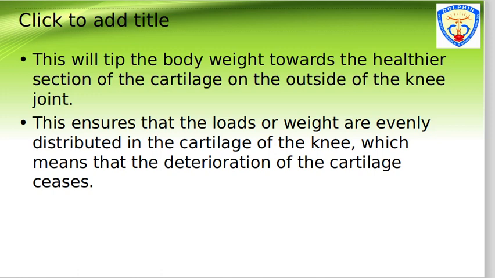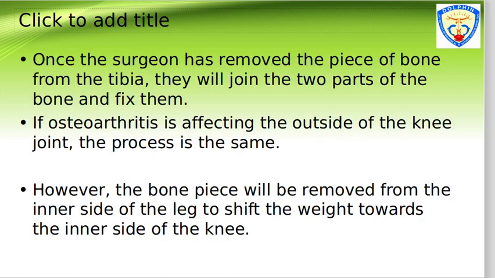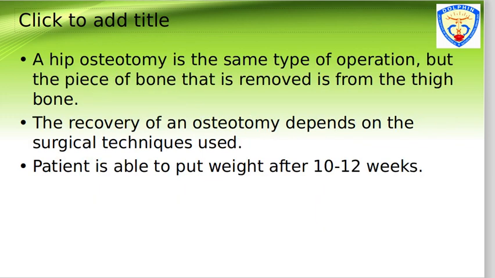which stops its further deterioration. Once the surgeon has removed the piece of bone from the tibia, they will join the two parts of the bone and fix them. If osteoarthritis is affecting the outside of the knee joint, the process is the same. So we have to consider where the deformity is, from where we have to take out the wedge of bone, and the bone piece will be removed from the inner side of the leg to shift the weight towards the inner side of the knee. This is very, very important: from where we have to take out the bone.